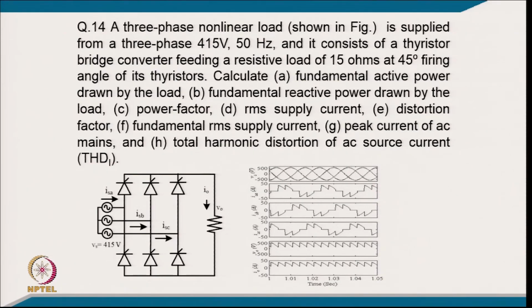Now, coming to example number 14: a 3-phase non-linear load is supplied from a 3-phase 415 volt supply and consists of a thyristor bridge converter feeding a resistive load of 15 ohm at a 45 degree firing angle. Calculate the fundamental reactive power drawn by the load, power factor, RMS supply current, distortion factor, fundamental RMS current, peak current of mains and total harmonic distortion of the AC mains current. After keeping the values and simulating, you get a supply current of this nature, and the output voltage and output current also of this nature.